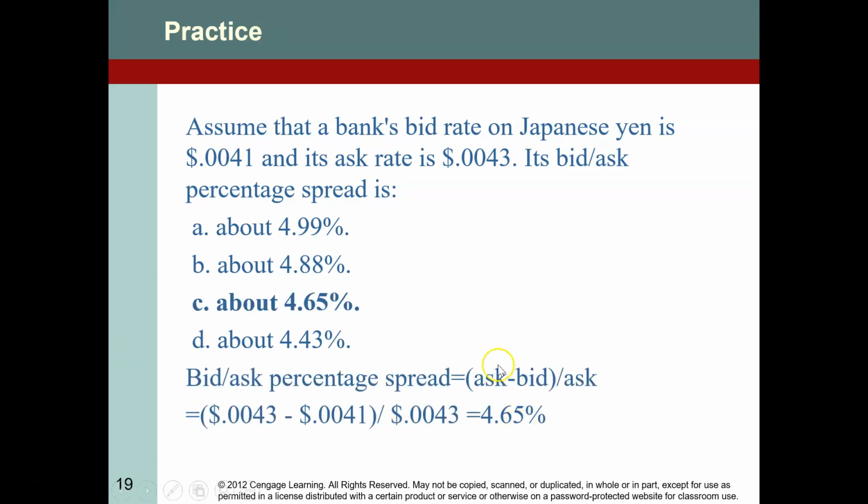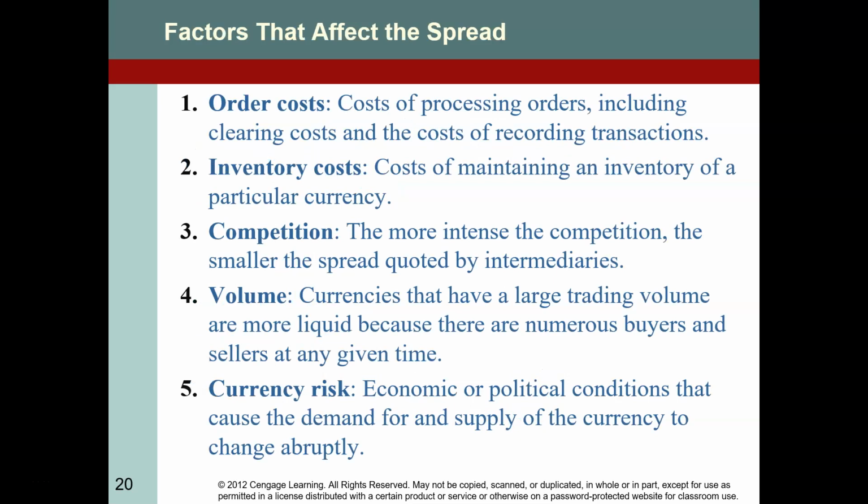If you're ready, let's look at the next slide. We use the ask price here, which is 0.0043, minus the bid price, 0.0041, and divide by the ask price, 0.0043. The right option should be C. That's the bid-ask spread, calculated from bid price and ask price.